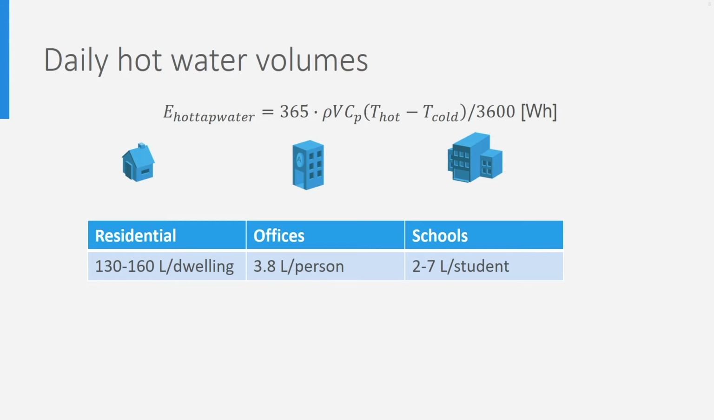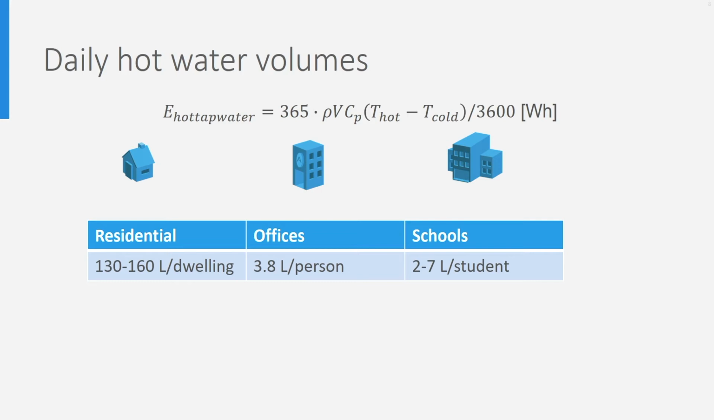In the Netherlands we assume it to be 10 degrees Celsius on average, the cold water, quite equal to the average ground temperature. But of course in winter it may be colder, around 5 degrees Celsius, and in summer it is much warmer, around 20 degrees Celsius.